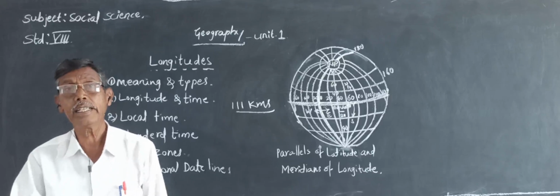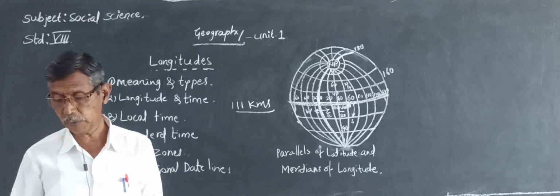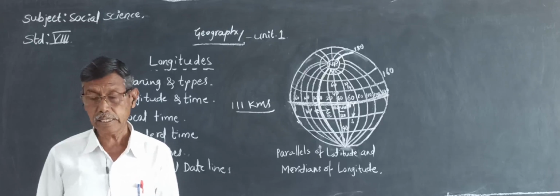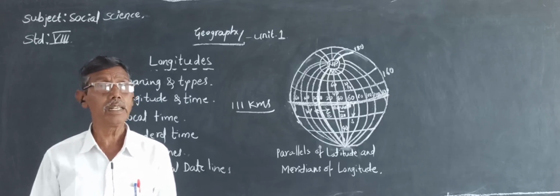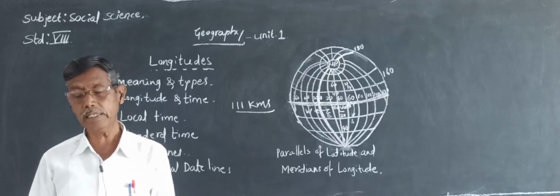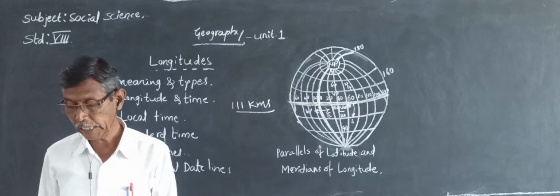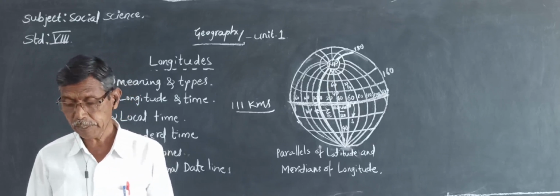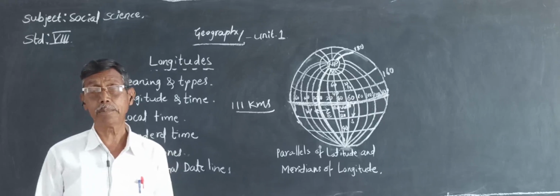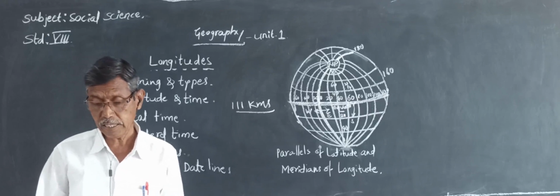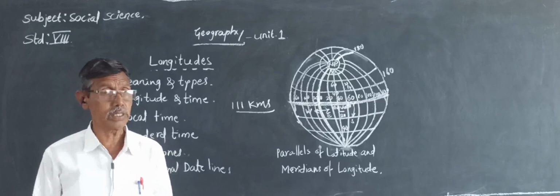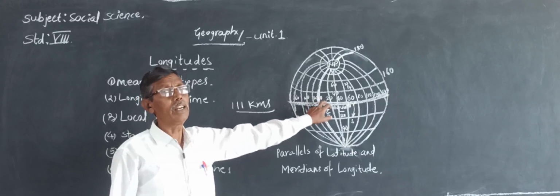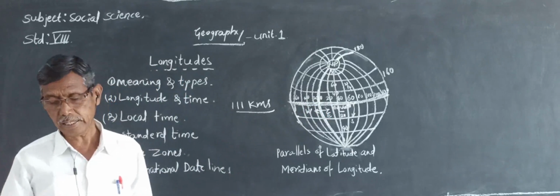This means 360 longitudes are covered in a period of 24 hours. It covers how many longitudes? 360 longitudes are covered in a period of 24 hours. It gives rise to a time difference of 4 minutes for every 1 degree of longitude. It takes time to cover from one longitude to another longitude. How many? 4 minutes it takes.